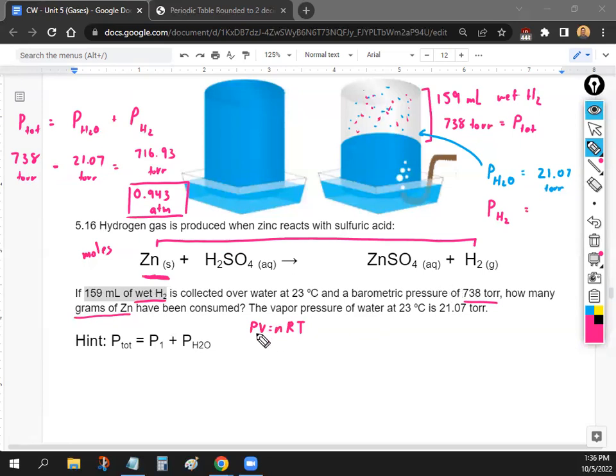Okay, cool. So we got PV equals nRT. Now we're looking for zinc, but in order to do that, we need to find out moles of H2. So we can rearrange this equation into PV divided by RT. We can plug in our values for H2, and that will give us moles of H2. Any questions on why we use the ideal gas law? Make sense?